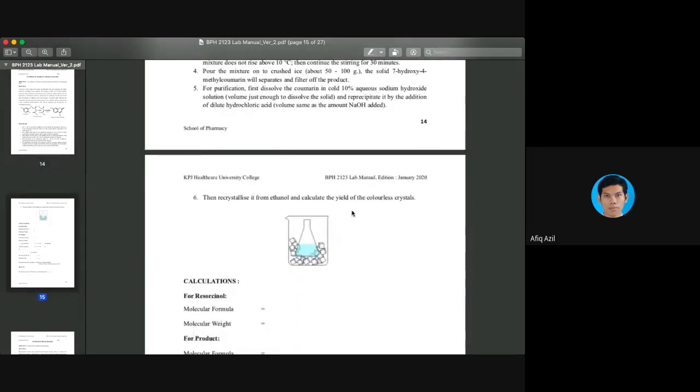After that, it can be recrystallized from ethanol. Okay, and then only you can filter it again, and you can dry the product formed, so the weight can be measured. Okay, we'll see this example first.